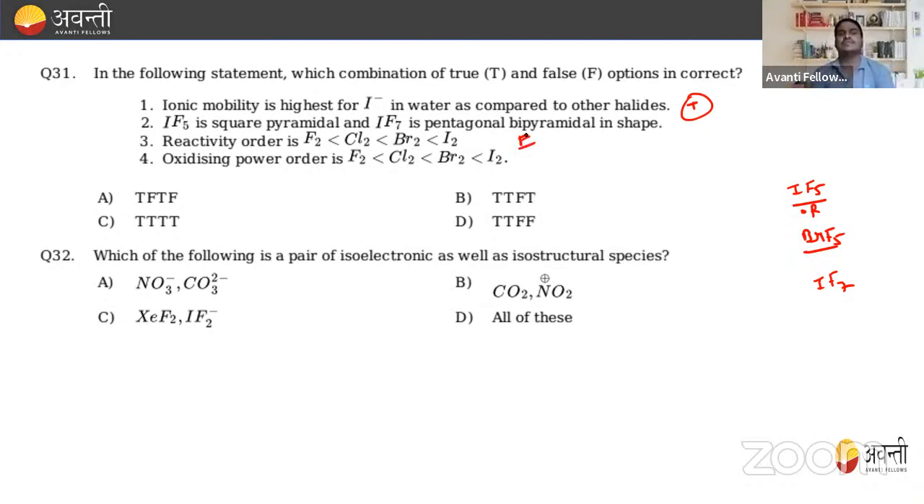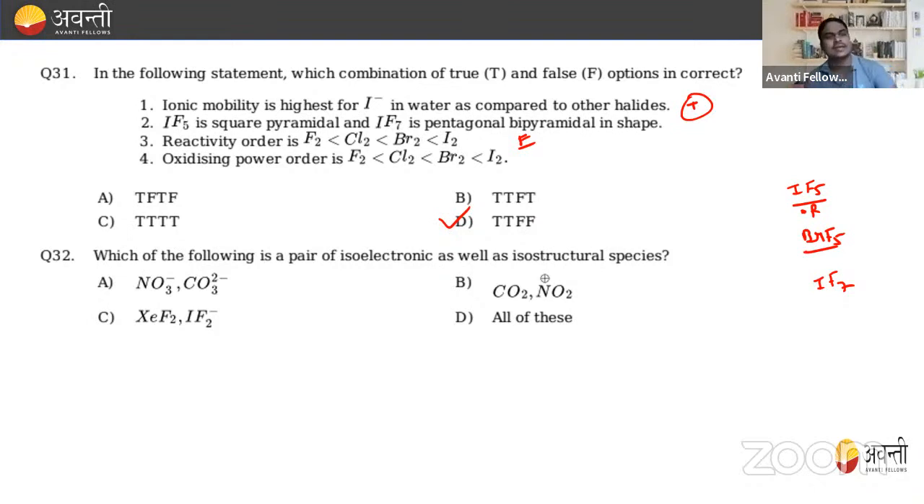Now on the same basis, if I'm talking about oxidizing power, fluorine is the smallest and has the highest oxidizing power as compared to the rest of the elements, that is chlorine, bromine, and iodine. So what is the correct option, beta? That is D, that is T, T, F, F: the first two statements are true and the last two statements are false, right? So I hope you understand the question well.